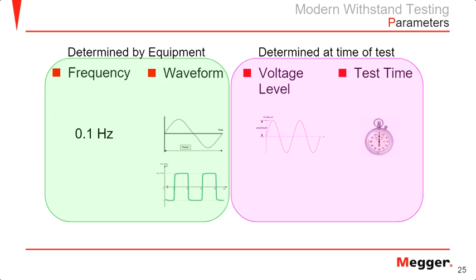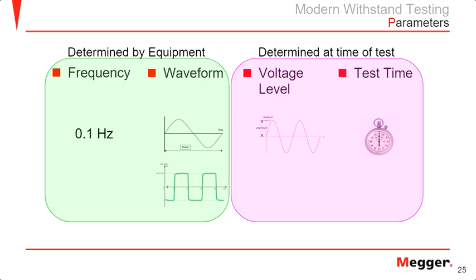The next two things that are determined at the time of test are typically determined by your equipment: your frequency and your waveform. Once you are ready to test, and before beginning the test, it will ask you what voltage level you want to use. Either you're doing acceptance, installation, or maintenance. Depending on that, you would select your voltage level, 1.5, 1.7, or two times whatever that might be. And you have your test time.